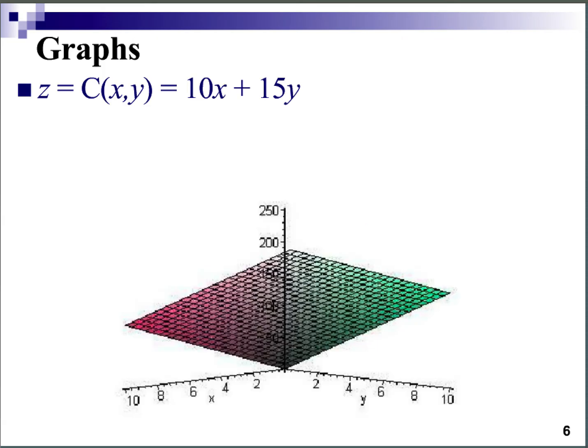Let's take a look at a couple of simple examples of multivariable graphs. The first one here is C of x, y. C doesn't really mean much here. It could mean a cost function where x and y are two different products that you're producing and you're trying to find the total cost of production for those two items. But this function is relatively simple. It's just 10x plus 15y. And you notice that the highest power on either x or y is 1. So there's no powers like 2 or 3 here to make things more complicated.